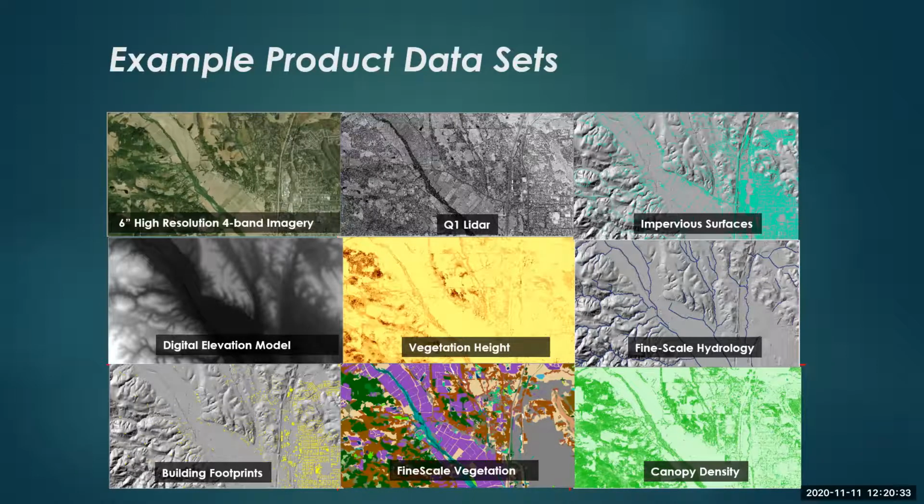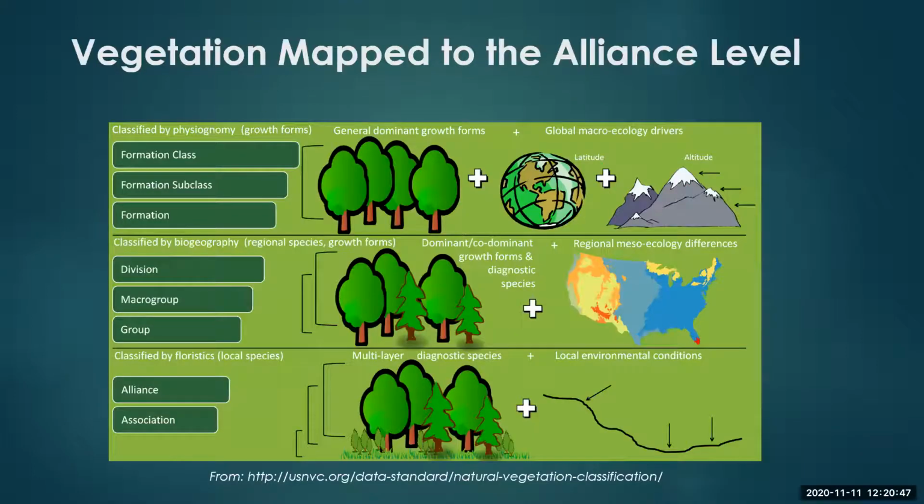Got the imagery, the Lidar, got data sets that are built from the Lidar, like vegetation height and hydrology. The Finescale vegetation map, building footprints. This is just some of the data sets that end up being produced. We're mapping the vegetation to the alliance level. That's the US NVC, National Vegetation Classification, designations of different hierarchical levels of vegetation.